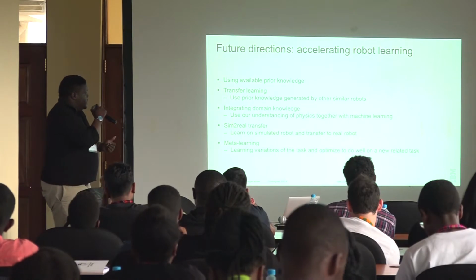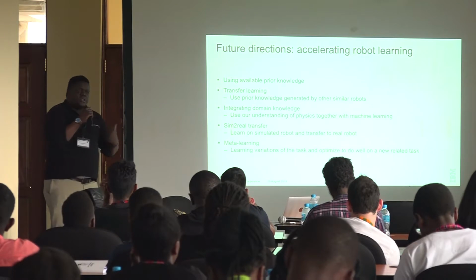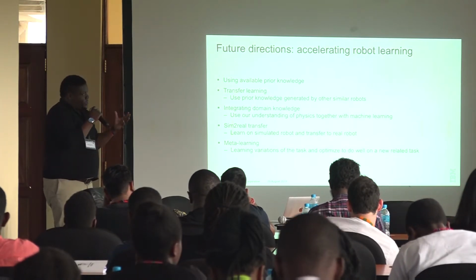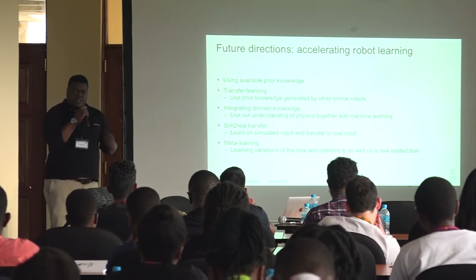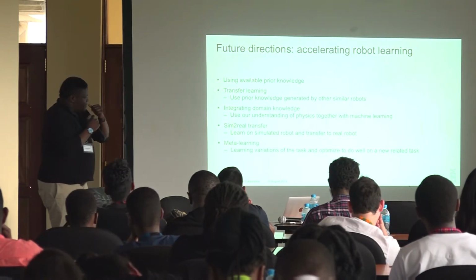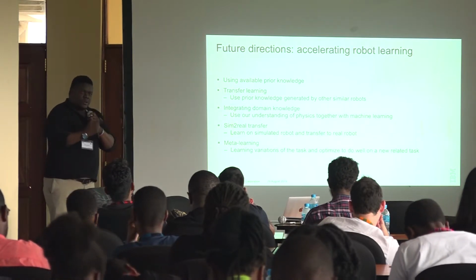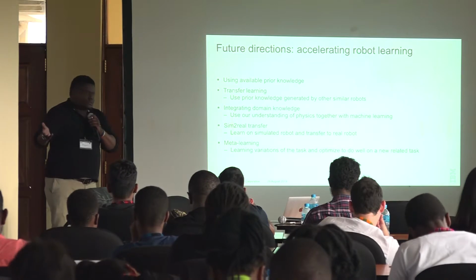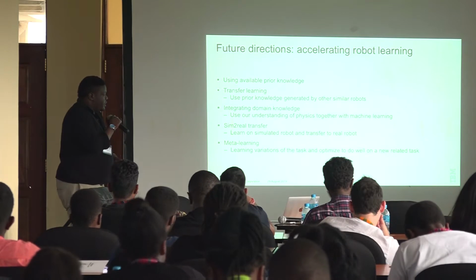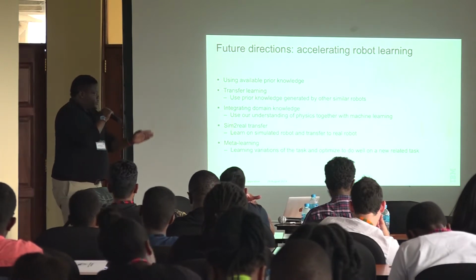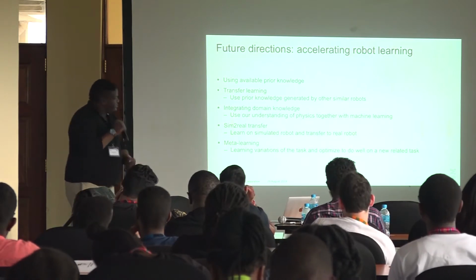The second approach is, instead of throwing away all the mathematical models that researchers have come up with, how can we combine them with supervised learning to accelerate learning? The third one is sim-to-real transfer: learning in simulation and adapting it to a real robot. The last one is meta-learning, where you learn variations of the same tasks and optimize to do well on a new related task.